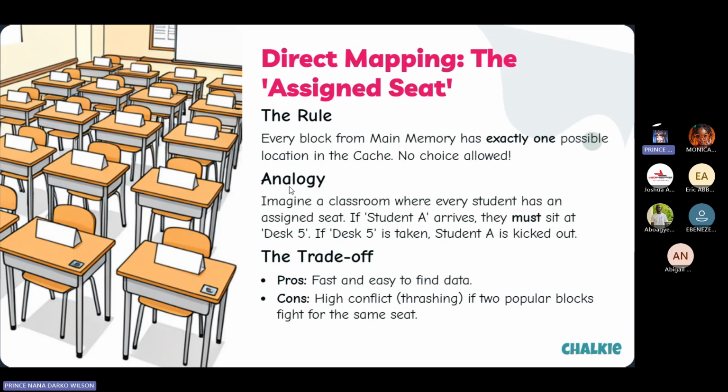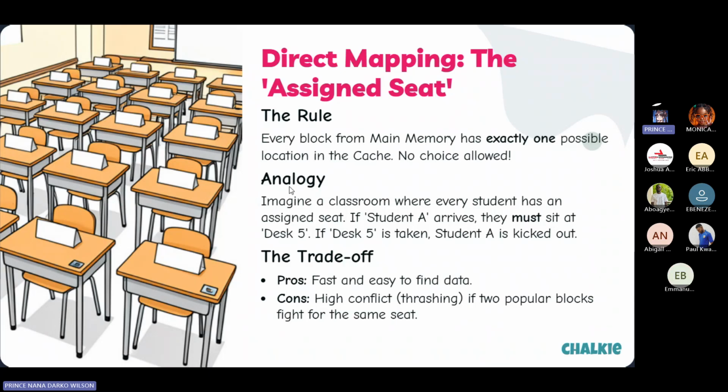The rule of direct mapping is that everybody has a particular place to be. Like in a classroom, everyone has a particular seat to take. This means if you come and your seat is taken, you fight it out with the person that has your seat. The trade-off is that it's fast and easy, because you can easily map data to a particular line without much searching. The con is that you thrash. When two data values have to go into the same space, due to the limited size of the cache, you have to discard one to accommodate the other.